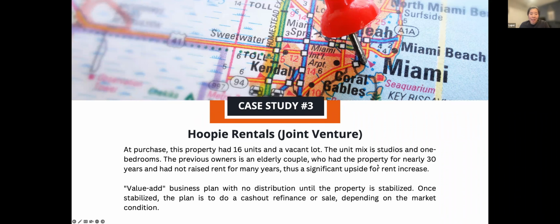And the unit mix is smaller, so it's studios and 1 bedroom. And in this case, the previous owner, they are an elderly couple. They had the property for almost 30 years. It's like they are not really running a business. They're kind of like running a charity, you know. People were just there for many years. They're like friends and not paying, no any kind of bookkeeping or accounting.